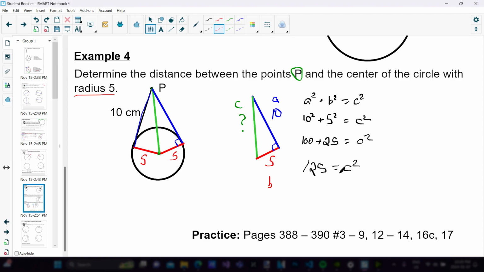And the opposite of squaring something is square rooting it. So if you square root both sides of that equation, you'll end up with C. So the only part you need your calculator for in this question is finding the square root of 125.